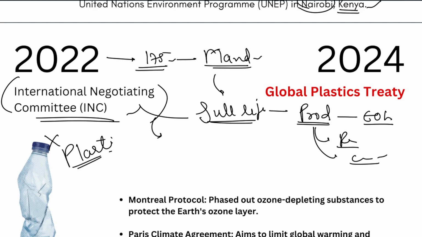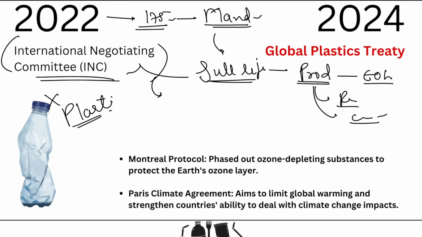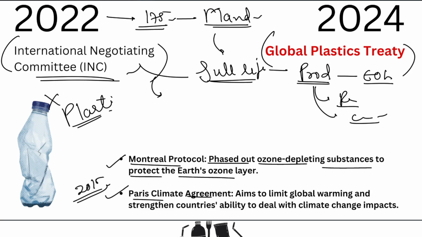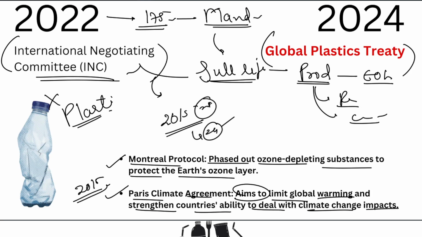Now in this decade, this global plastic treaty and the mandate which was signed is equivalent to two major developments: the Montreal Protocol, which phased out ozone depleting substances to protect the Earth's ozone layer, and the Paris Climate Agreement of 2015, which aims to limit global warming and strengthen countries' ability to deal with climate change impacts. So we can see we have achieved a lot between 2015 and 2025. And in 2024, a global plastic treaty is going to be a major step in completely finishing plastic pollution.